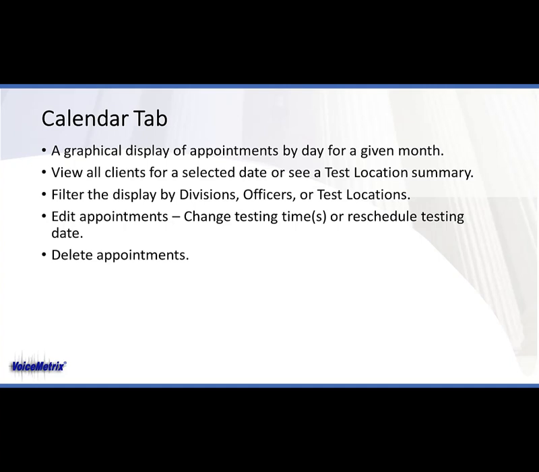To review, the Calendar tab provides a graphical display of appointments by day for a given month and allows you to view all clients for a selected date or see a location summary for that date, filter the display by divisions, officers, or test locations, or edit appointments. That is, change the testing times, reschedule the testing date, or delete appointments.